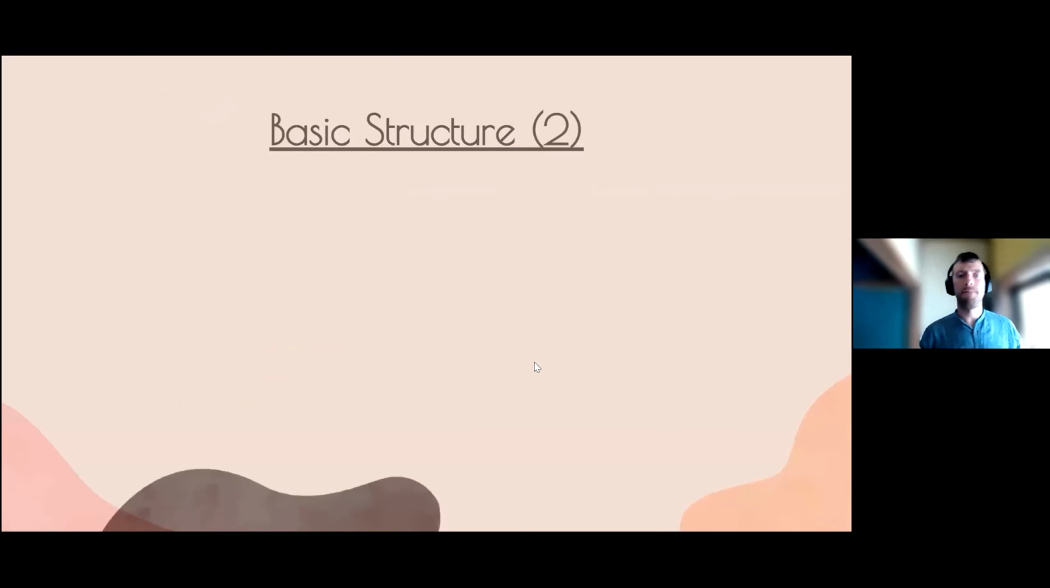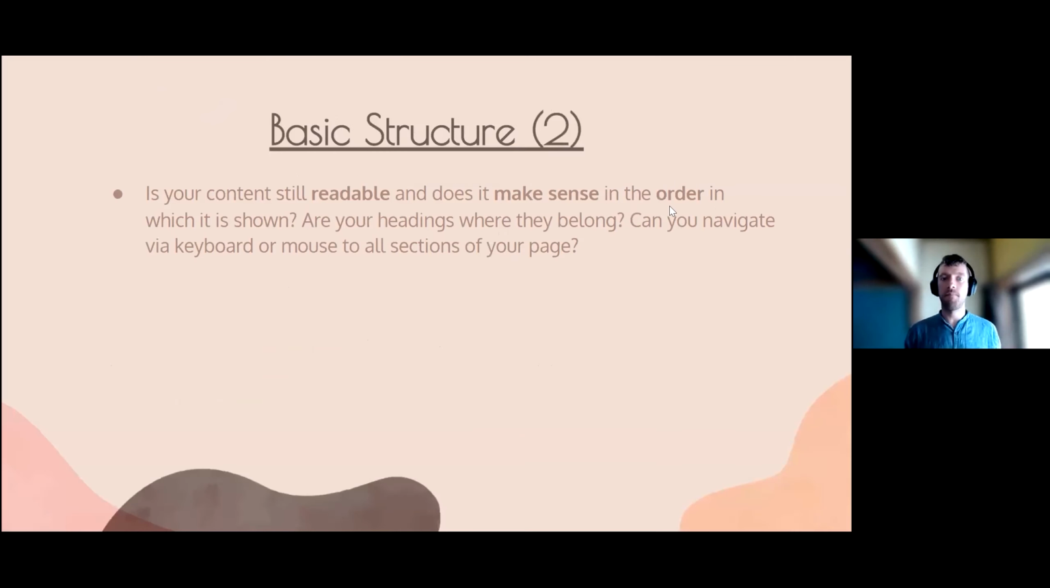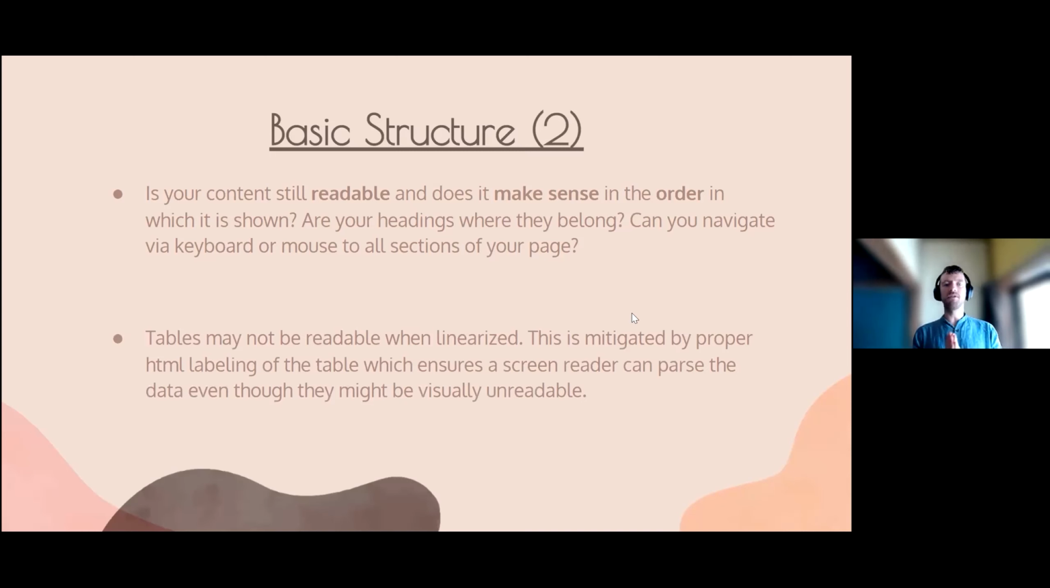We're looking for being able to tab through everything, making sure the headings are where they belong, and then we can navigate to all the things. One quick note is that tables may not at all be readable when they're linearized. This can be mitigated by proper HTML labeling of the tables, even though once the page is linearized, it'll be really difficult to parse visually.